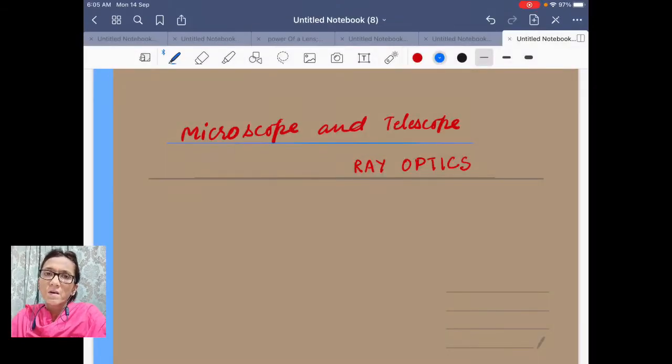Hi, so today we are going to learn about the microscope and the telescope, which is a topic in ray optics. Our eye has certain limitations: we cannot see very tiny or small objects. We cannot see unicellular organisms. We cannot see an atom or molecules because of certain limitations of our eye. So for viewing those objects, we take help of an optical instrument which is called a microscope.